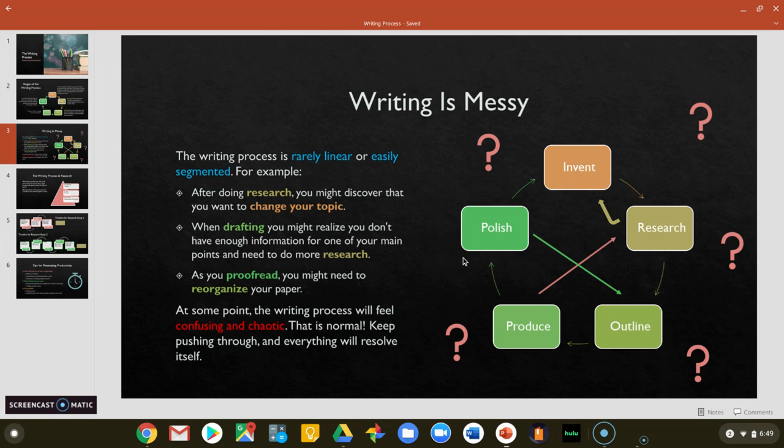So the point I want to make is that at some point in the writing process, things are going to feel confusing and chaotic, and that's completely normal. You just keep pushing through it and keep pushing through each of these 5 stages, and eventually you will finish the project and end with a good product. So if at some point you're feeling like you can't see the forest through the trees, that's completely normal, and every writer experiences that when doing research writing.